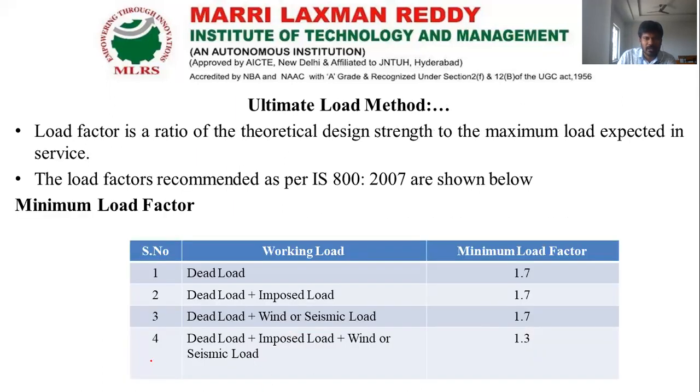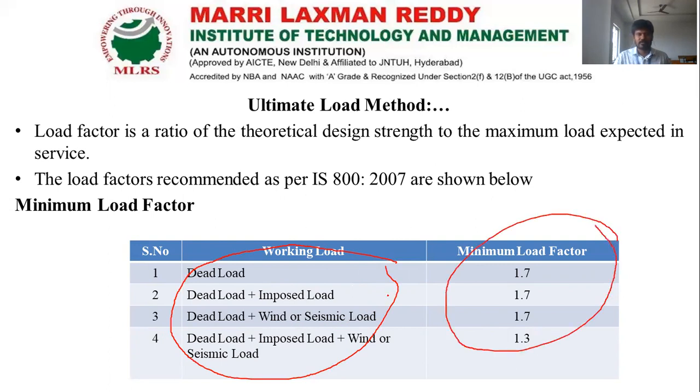So here, the working load and the minimum load factor: they have given that dead load is equal to 1.7, dead load plus imposed load is equal to 1.7, dead load plus wind or seismic load is equal to minimum load factor 1.7, and dead load plus imposed load plus wind or seismic load as 1.3. With respect to the combination of loads, they have given the values of load factors.